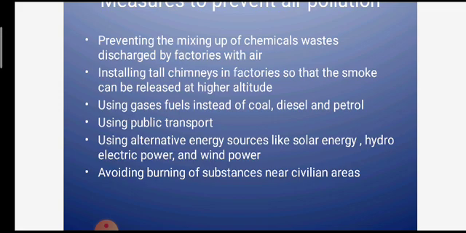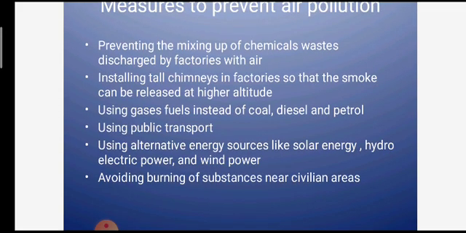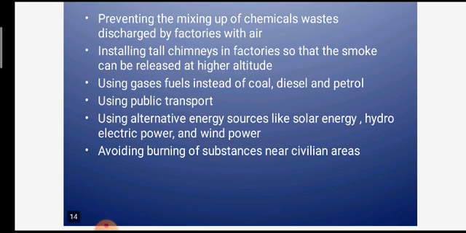Now, using gaseous fuels instead of coal, diesel and petrol. Coal, diesel and petrol produce a lot of carbon dioxide, so you should use gas fuels. Then using public transport. Public transport means, instead of a car which we run with petrol, you can use cycles to go from one place to another.